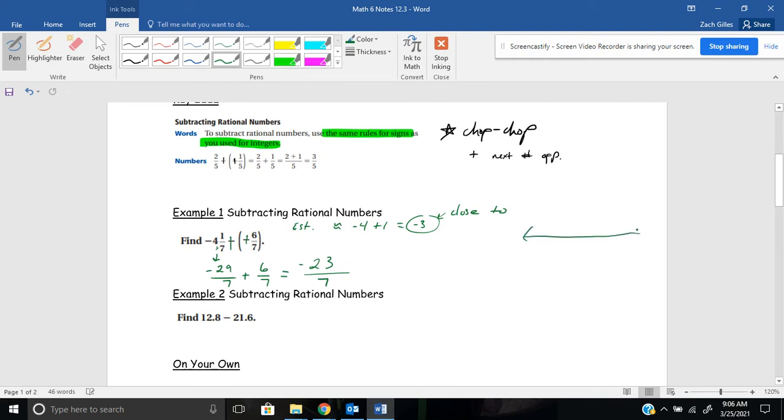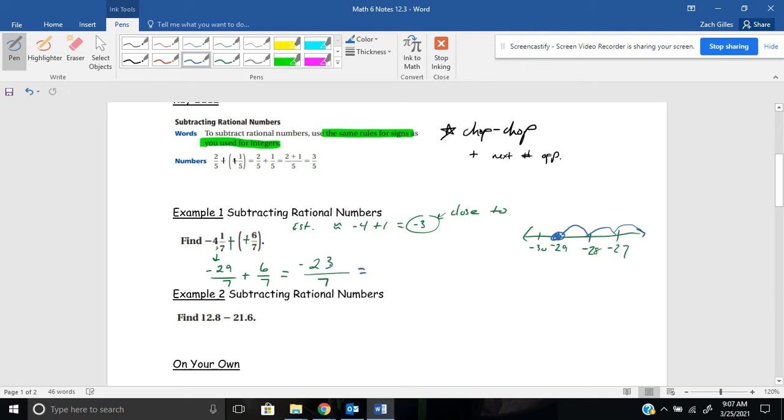If that's tricky for you, think about it in a number line. If this was -29, this would be -30, this would be -28, -27, right? We start at -29 and we add 6 to it. So when we add, we go to the right. So 1, 2, 3. You can see we're getting closer to that -23.